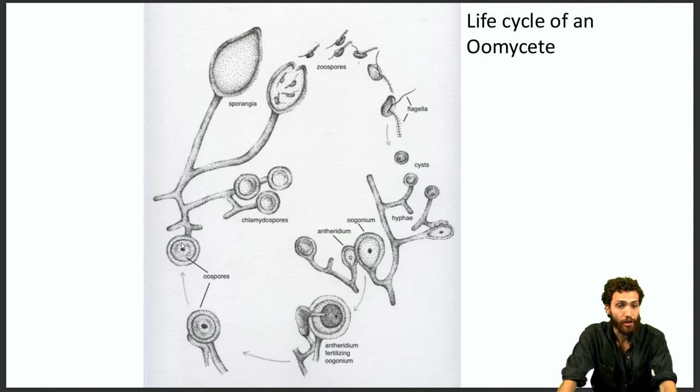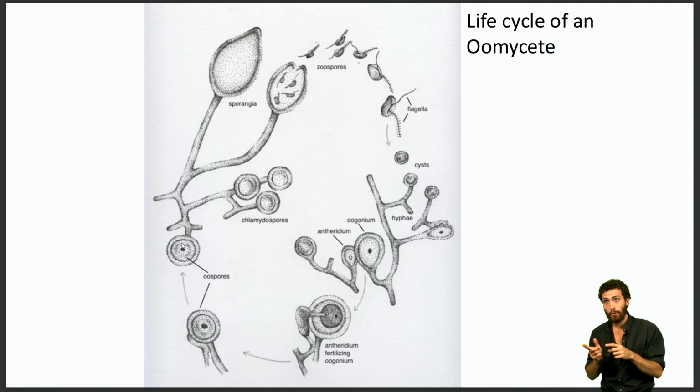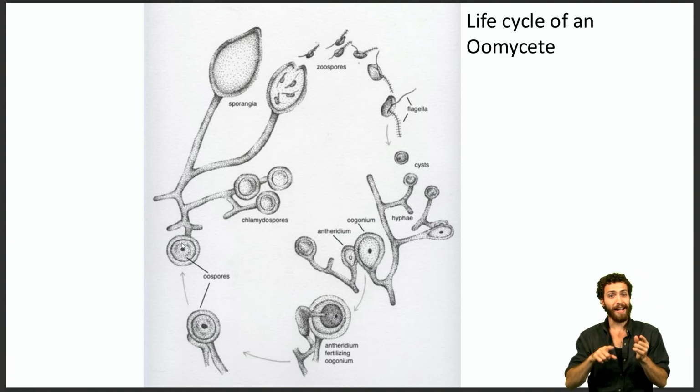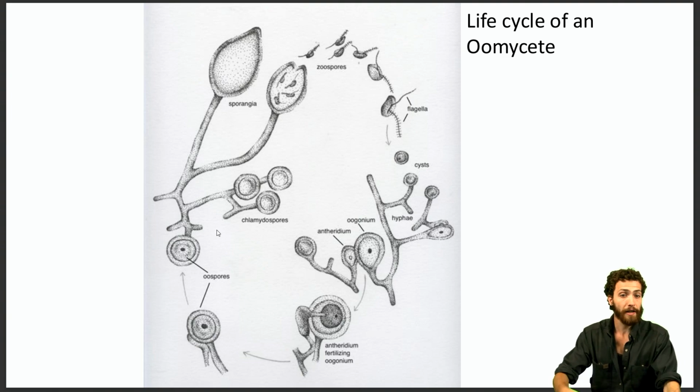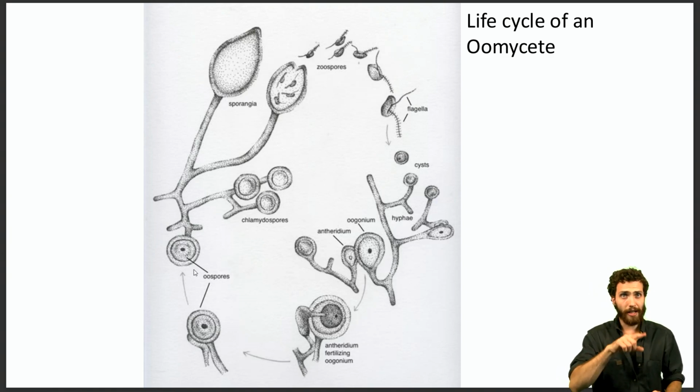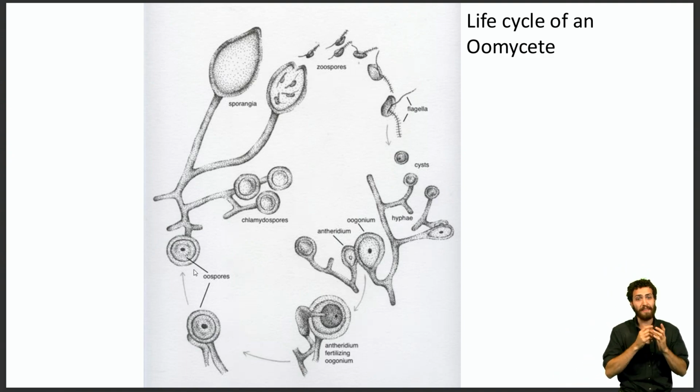Oomycetes, in a similar way that Ascomycetes and Basidiomycetes start meiotically with ascospores and basidiospores, respectively, you can think of Oomycetes starting with these oospores. And these oospores are the result of meiosis and then fertilization. And they are dispersed. They are sexual spores that are dispersed. Unlike in Ascomycetes and Basidiomycetes, these are not haploid.